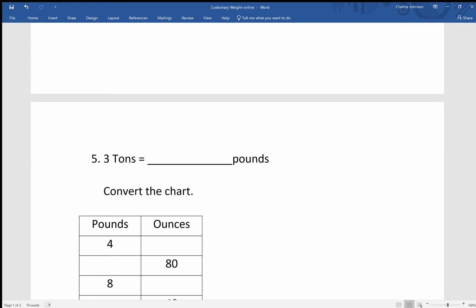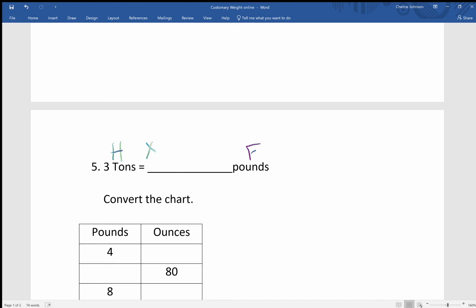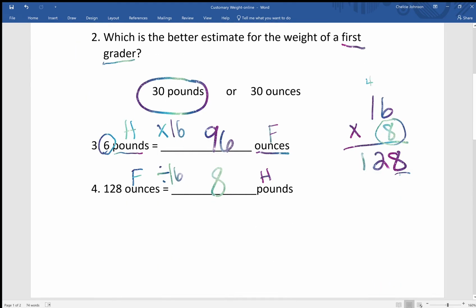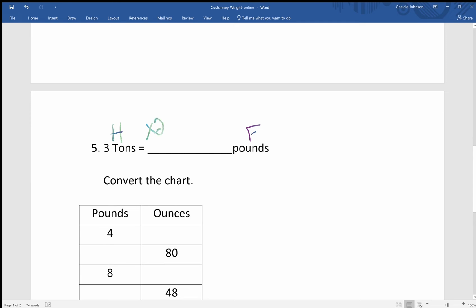We have 3 tons equals blank pounds. Well, which one's your horse, which one's your fly? Now I remember tons is like a rhinoceros and pounds is like a pineapple. So clearly my horse, or in this case my rhinoceros, is the bigger one, and my pounds is my fly. So they give you the horse to fly, we multiply, but by how much? How many pounds really are in a ton is 2,000. So we are going to be multiplying by 2,000. So I'm going to let you do the math on that one.